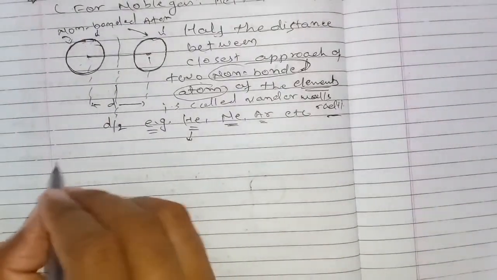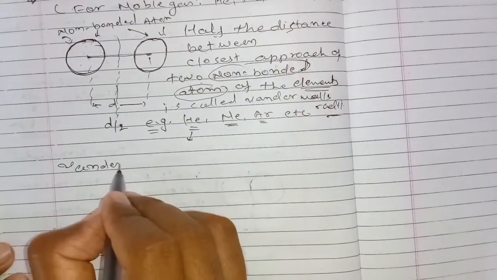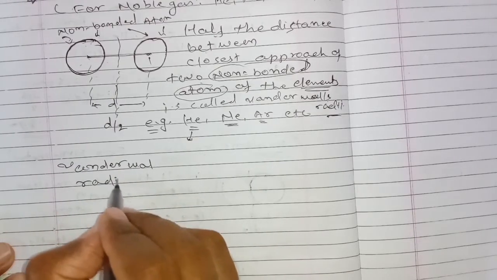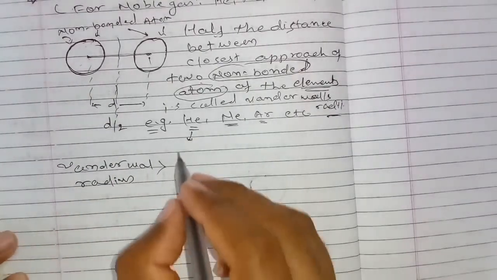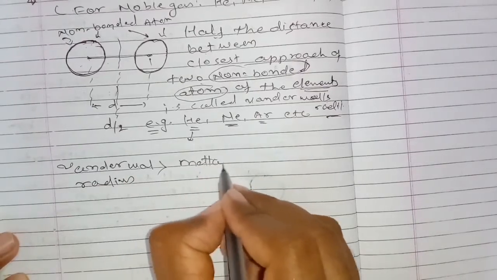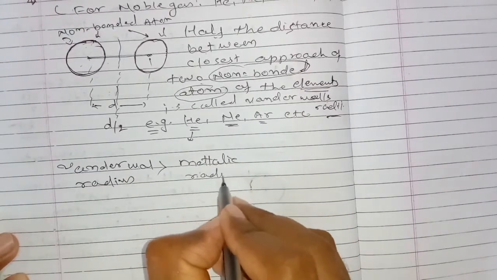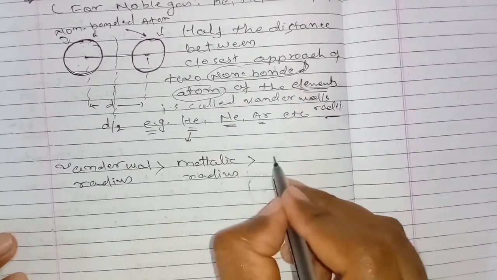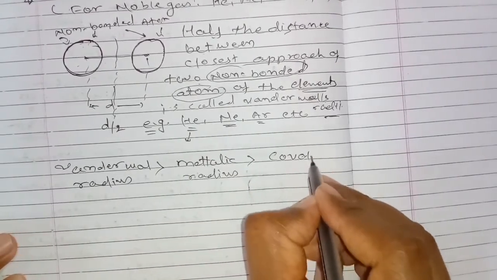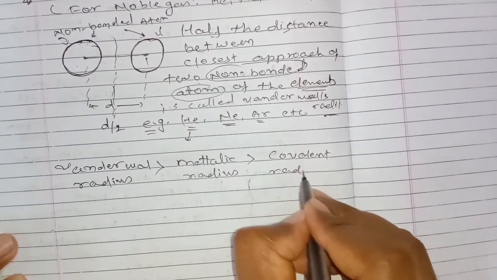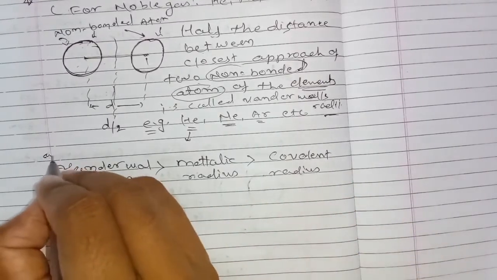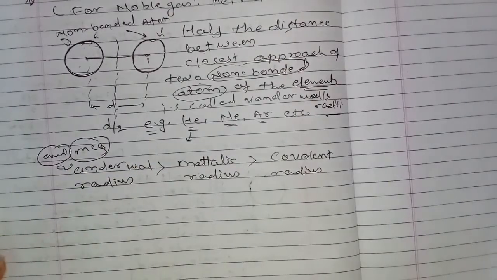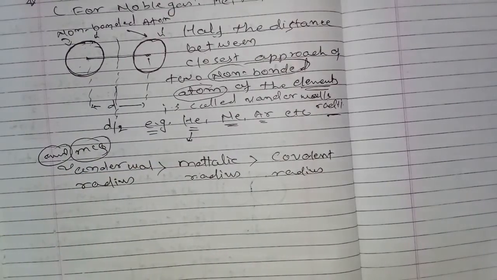Here the van der Waals radius is greater than the metallic radius, and the metallic radius is greater than the covalent radius. This is important, not for MCQ.